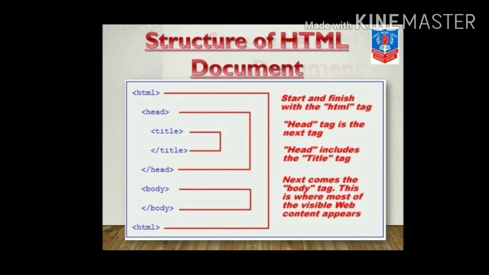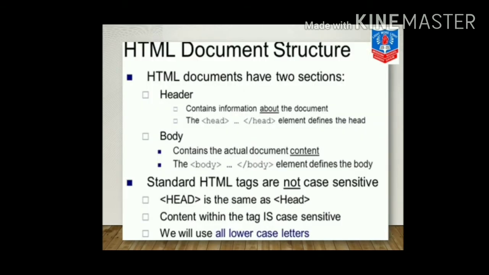Structure of HTML I have already explained in my first video, chapter one. Here it is given again. You can see, children, if we start HTML, we have to close HTML. We have to start the header part of HTML. Inside the header part, a title has to be given, which will come on the title bar of the web page. Secondly, after closing the header part, we have to start the body part. Here we write the actual part of the program, where most of the visible web content will appear.